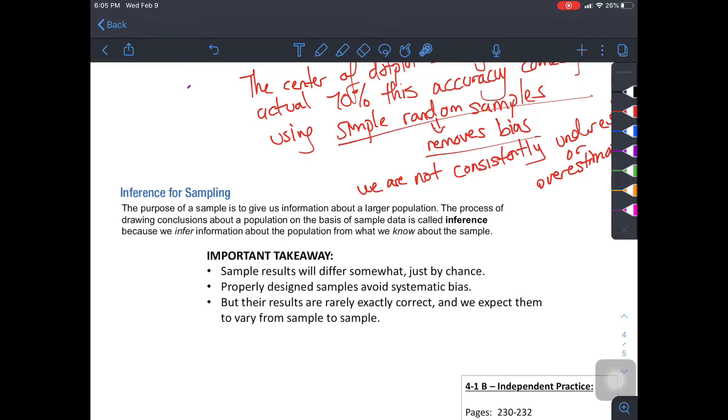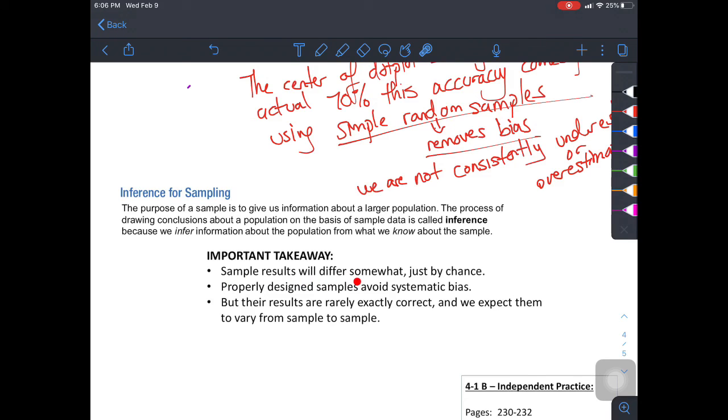And so how do we really, like, the most important thing is we're going to do inference. And inference is we're going to take samples and we're going to make judgment calls, assumptions, predictions about a whole population. All right, and this is called inference because we're inferring information about the population from it.